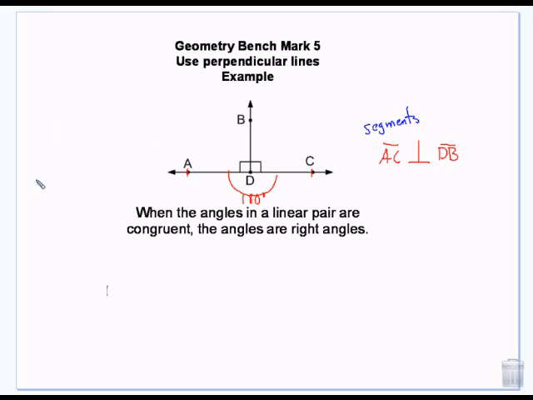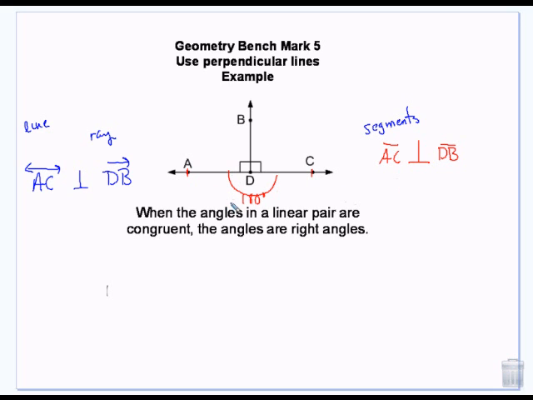But we could also talk about them as a line and a ray, and I could talk about the line AC being perpendicular to the ray DB, and it has to be DB because D is the vertex. So this would be the line and this would be the ray. So you can talk about the segments, or you can talk like the pieces, like we cut them out, or you can talk about the whole thing.